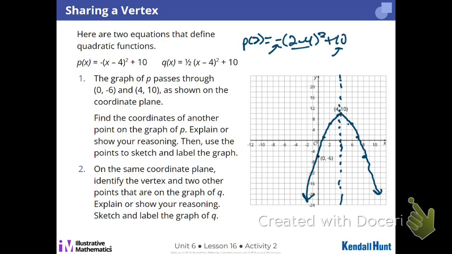So I'm going to give you a second to go now and do the same thing with Q of X. I want you to find 2 other points, though. By 2 other points, I actually mean 4. I want you to find a point, use your axis of symmetry, find a point, use your axis of symmetry. Okay, let's go. Let's do Q of X now.